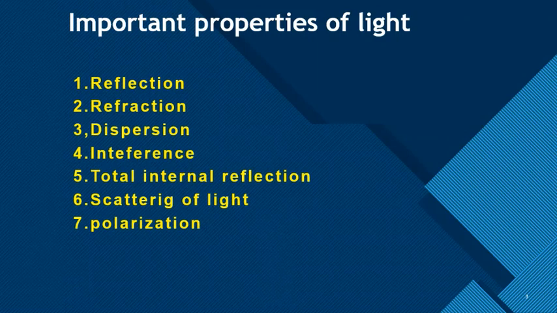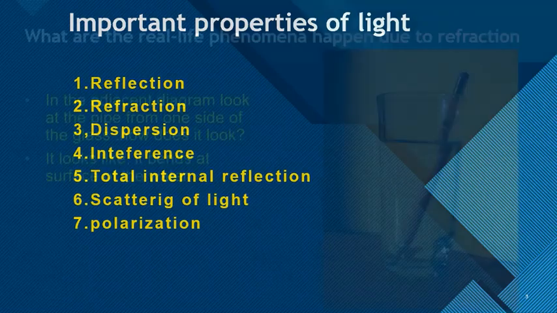Before going to understand refraction, first I would like to explain the important properties of light. They are: number 1, reflection; number 2, refraction; number 3, dispersion; number 4, interference; number 5, total internal reflection; number 6, scattering of light; number 7, polarization.